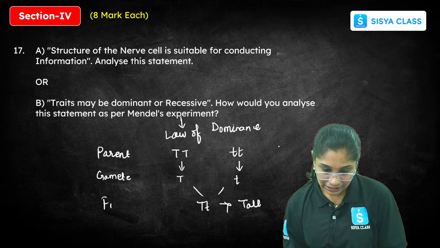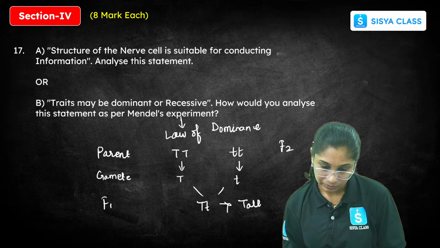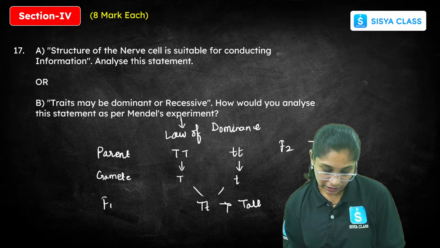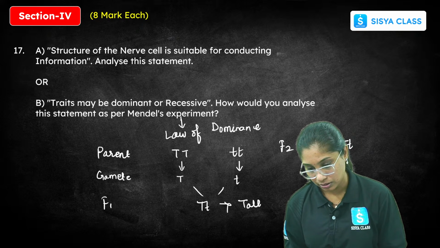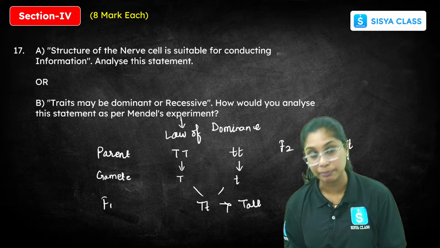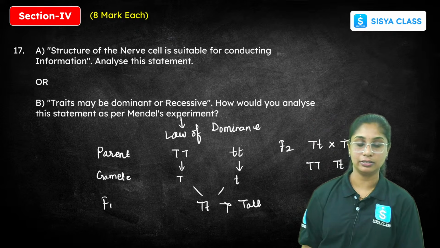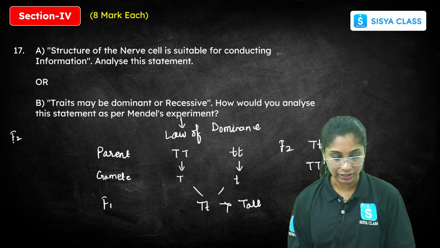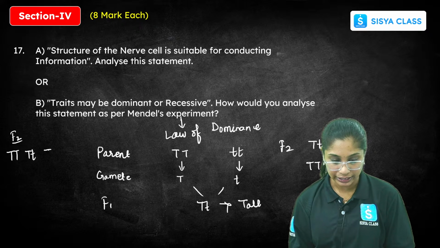So if we see the F2 generation here, we get it after selfing, right? I'm writing here, everyone. So what is the F2 generation? This is capital T capital T, capital T small t, capital T small t, and small t small t.